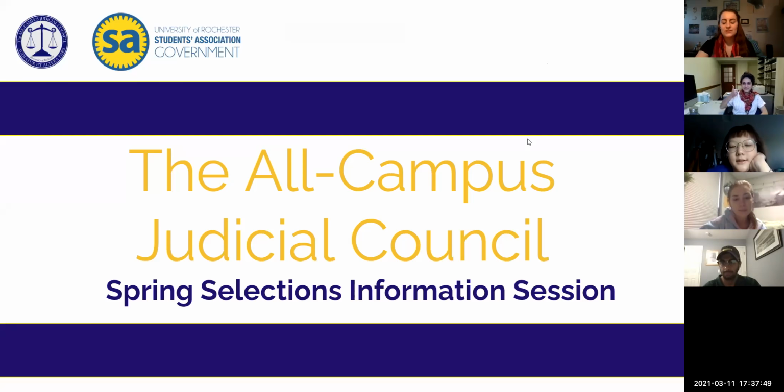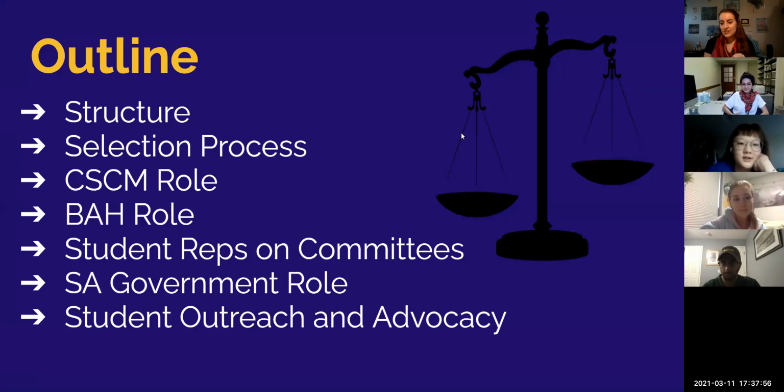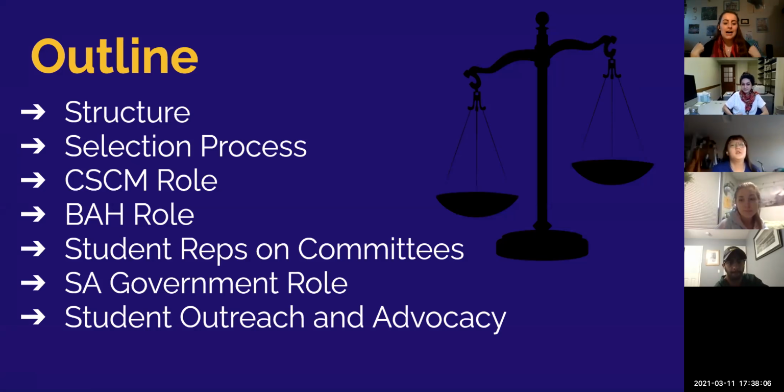Yes? Okay. So, the All Campus Judicial Council. This is our spring selections information session. Welcome. This is just the structure of the presentation. We're going to go through the structure of ACJC, the selection process, which all of you, we hope, are interested in because you are here. Then our student role with conduct, our role with the Board of Academic Honesty, our student representation on committees, our role in student government, the Student Association, and then student outreach and advocacy that we just do on the side.